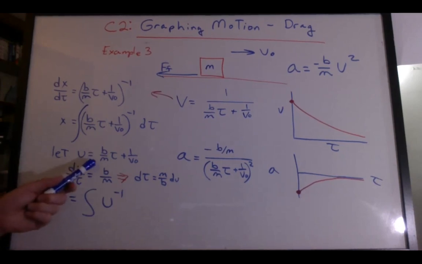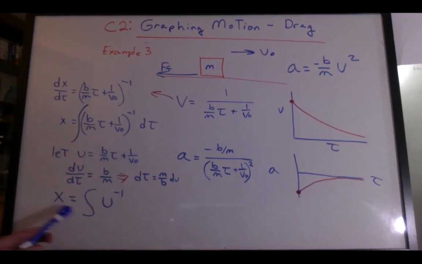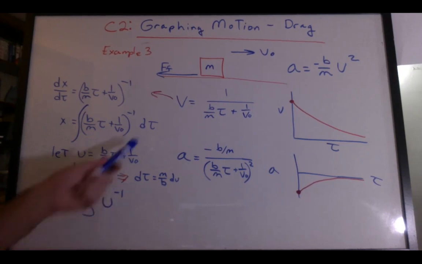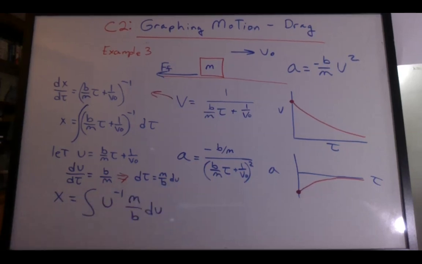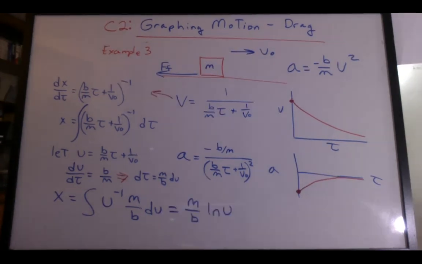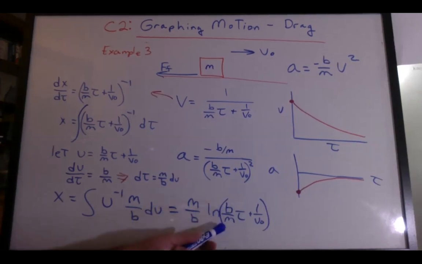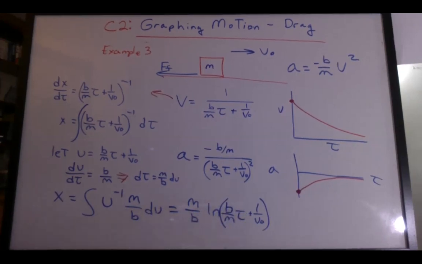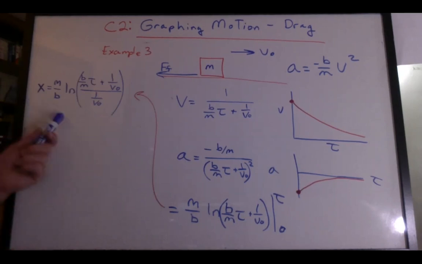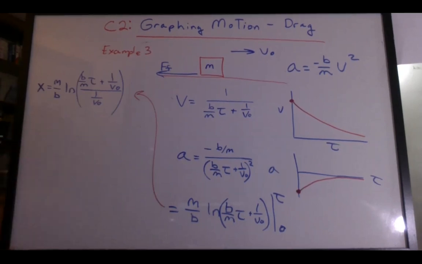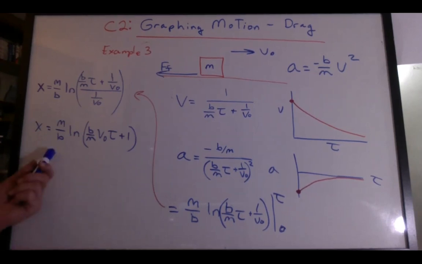If I let u equal this term, then I can say the integral of u to the minus 1, but I want to get rid of the dt, so I will have to substitute, so my increment agrees with the variable. We have m over b, natural log of u, where u is b over m times t plus 1 over v naught. And now we should put in the limits from time 0 up to a final time, which works out to this expression. We can simplify that further, arriving at this final equation.